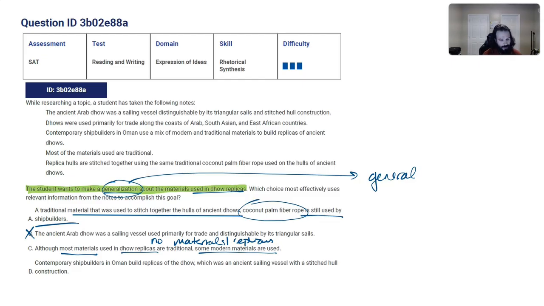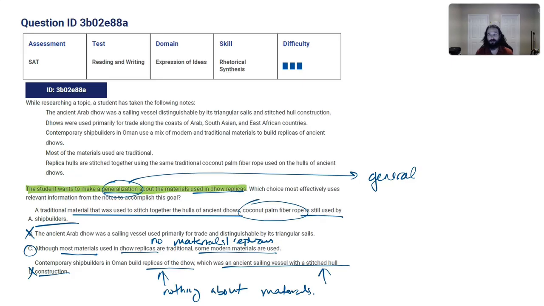Contemporary shipbuilders in Oman build replicas of the dhow. Okay, we do talk about the replicas, which was an ancient sailing vessel with a stitched hull construction. Great, so we know a little bit about how the ancient one was constructed, but it tells us nothing about the materials used in the replicas. And so this is probably not the correct answer, and we can safely say it's C. It's the only one that talks about a general idea about the materials used specifically in the replicas.